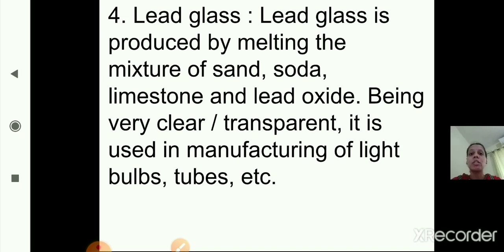As lead glass is very clear and transparent, it is used in manufacturing of light bulbs and tubes, etc. And it is produced by melting the mixture of sand, soda, limestone and lead oxide. So this is the fourth type of glass, that is lead glass.